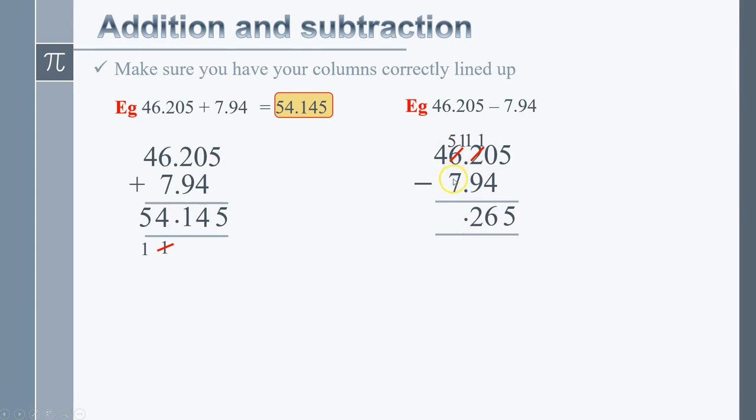Now I've got to do 5 take away 7. Oh, here we go again, let's do some borrowing. Let's take 1 from there. And so this column's now got 3 in it, so I've now got 15 take away 7, which is 8. The final bit to do is 3 take away, well there's nothing there, so 3 take away nothing is just going to be 3. And so there we go, there's my answer.